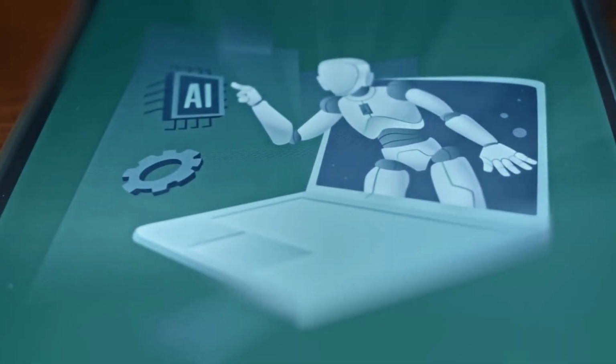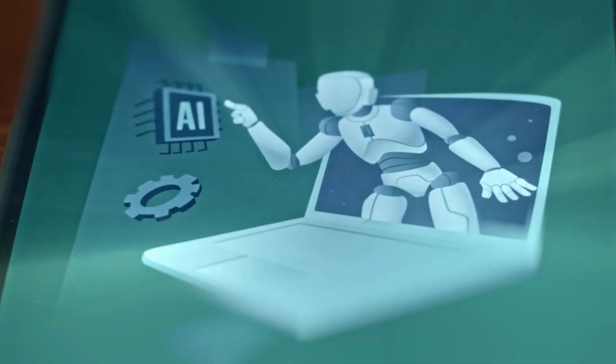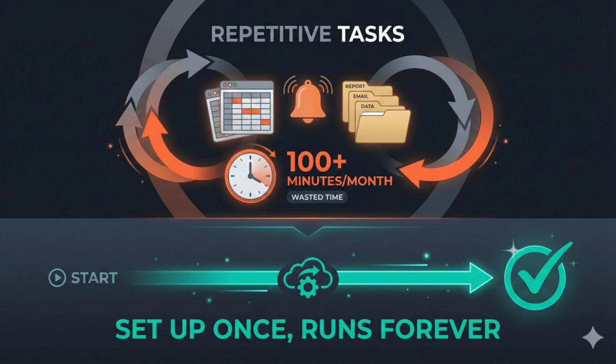First, let me explain why this matters. If you're creating content, think about all the repetitive tasks you do every week. Updating spreadsheets, posting notifications, moving files around, copying information from one place to another. Let's say one of those tasks takes 5 minutes, and you do it 20 times a month. That's 100 minutes, over an hour and a half, doing the same thing over and over. Automation eliminates that. You set it up once, and it runs forever.